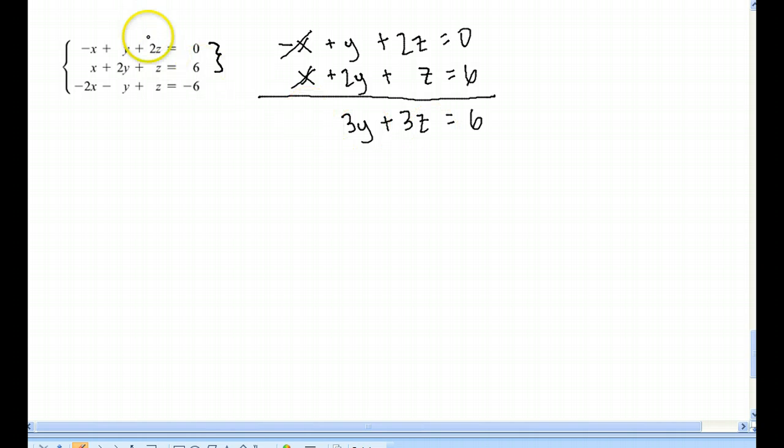Okay? Now, after I've done that, I'm going to use number 2 and number 3. I'm going to multiply the middle equation by 2.